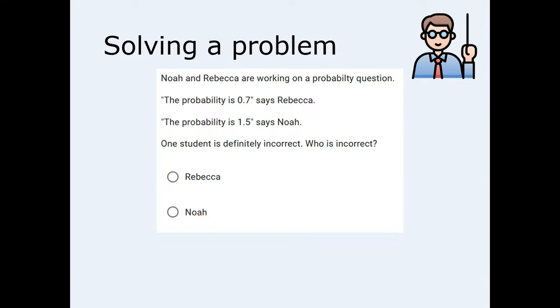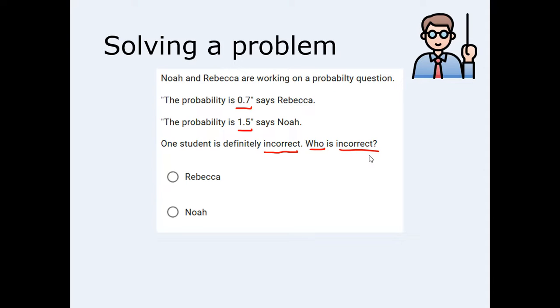Okay, so here's a different problem. Noah and Rebecca are working on a probability question. Rebecca says that the probability is 0.7, whereas Noah says the probability is 1.5. One student is definitely incorrect. Who is it who is incorrect?